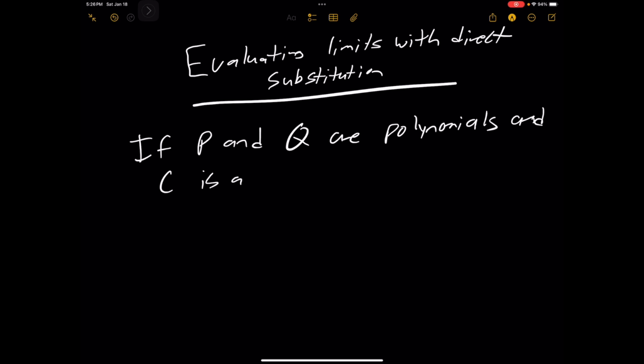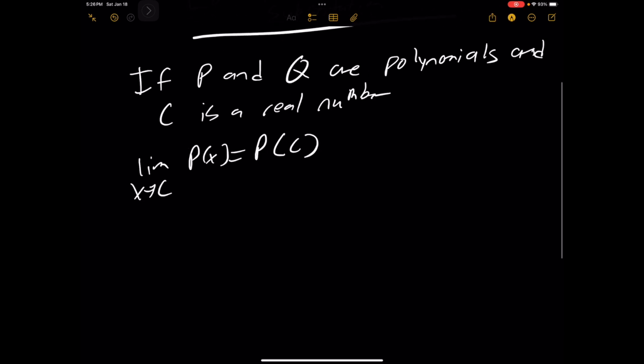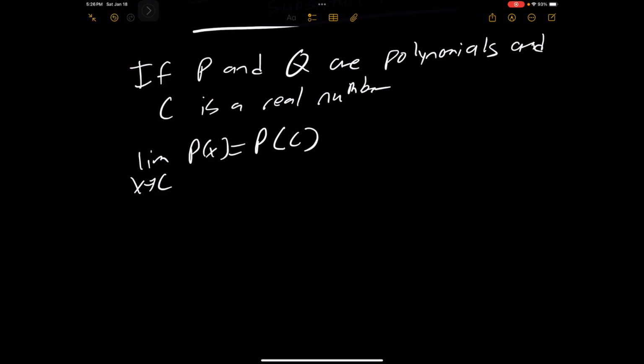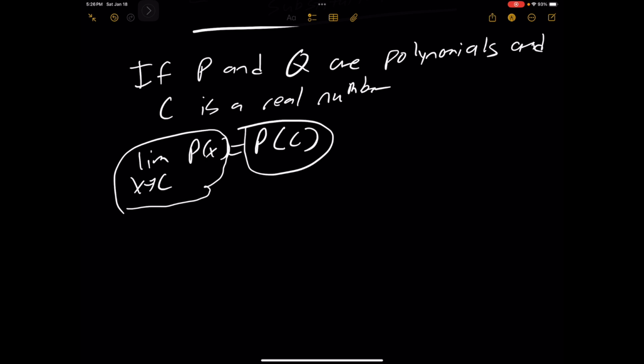and C is a real number, the limit as x approaches C of P of x is going to be exactly P of C. And what do we mean by this? Well, we just mean that if the limit exists, if it's possible that we can just plug in C, then we can just plug in C to figure out what the limit is.